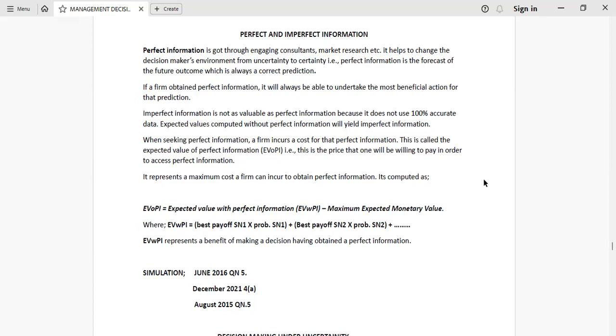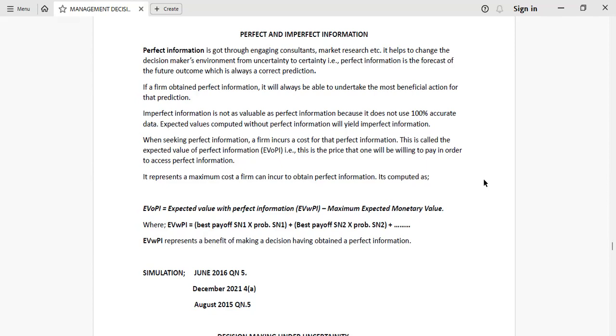When you have gotten the information that we have, we compute what we call the expected values, because we've been computing the expected values, and those are the things that have been helping us to make decisions in areas of risk and uncertainty. So the expected values computed without perfect information will yield imperfect information. In other words, if you compute the expected values and you base on data that is not well researched, or you have not got it from the right source, it may yield imperfect information, or it may give you wrong results.